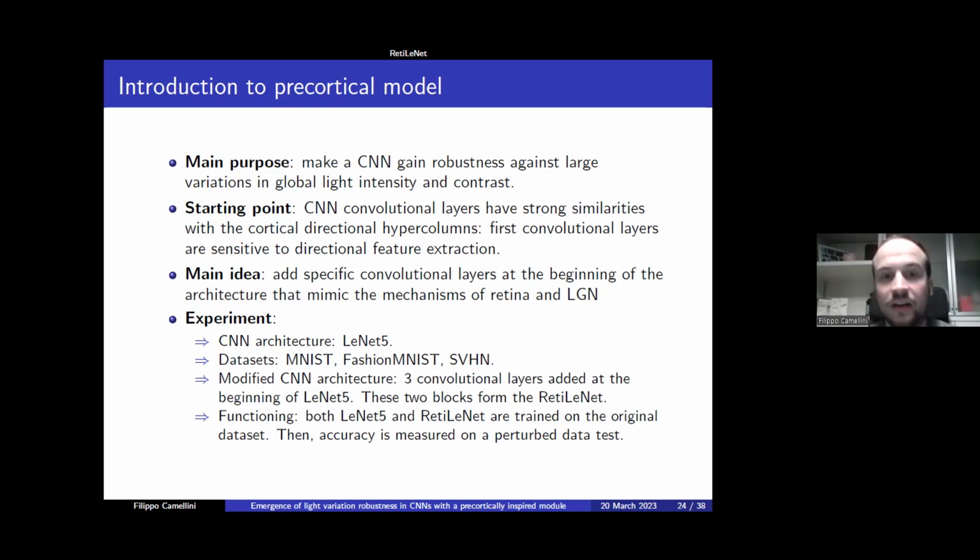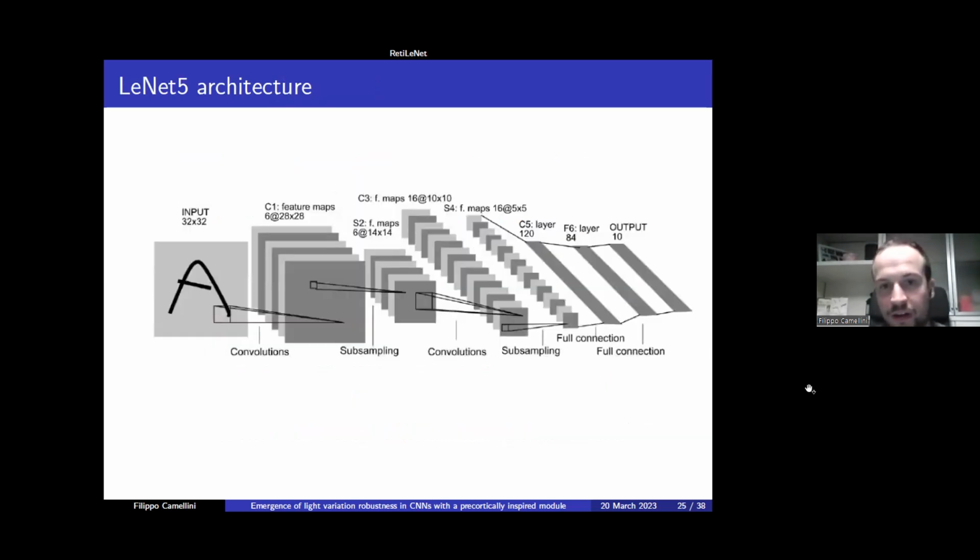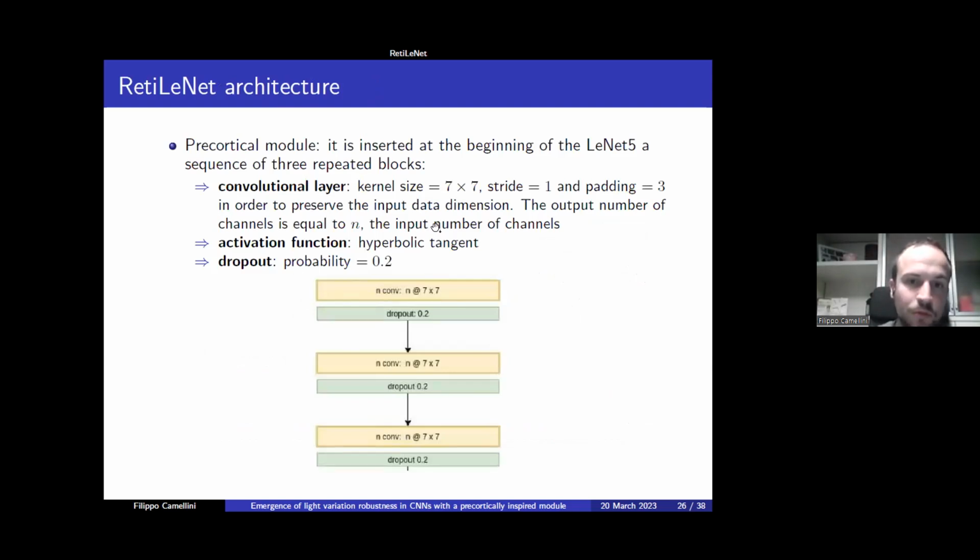So we want to test how these two networks trained on a clear dataset with some ideal condition of light react to a real situation in which maybe the images are perturbed by different conditions of light. So this is the LeNet5 architecture, two convolution layers and three fully connected layers at the end. And this is the precortical module. I want to point out that in order to preserve the input data dimension, there is a precise choice of kernel size, stride, and padding, and this represents the sort of pre-processing performed by our retina. So this gives us the smoothing effect.